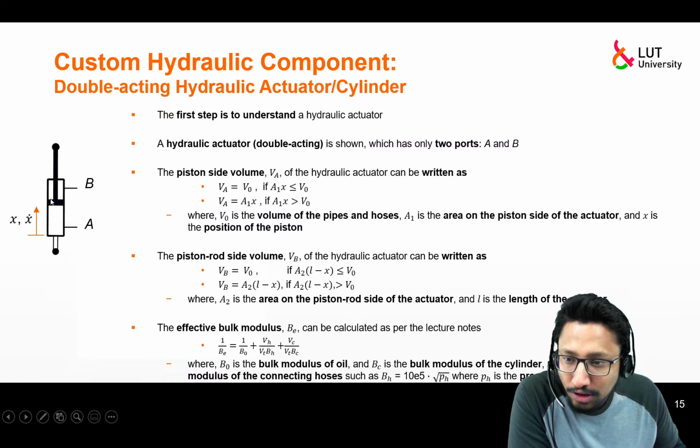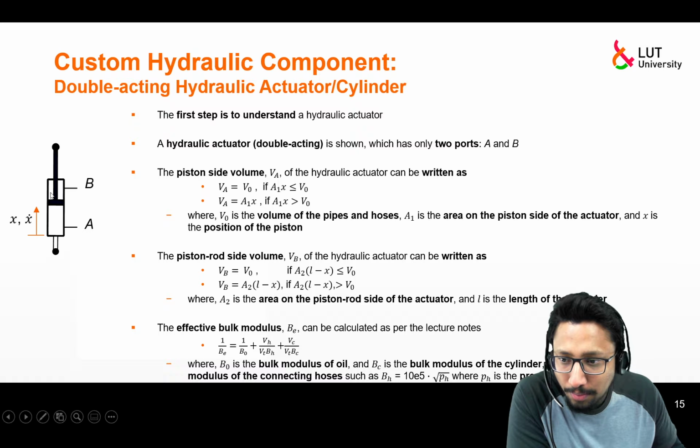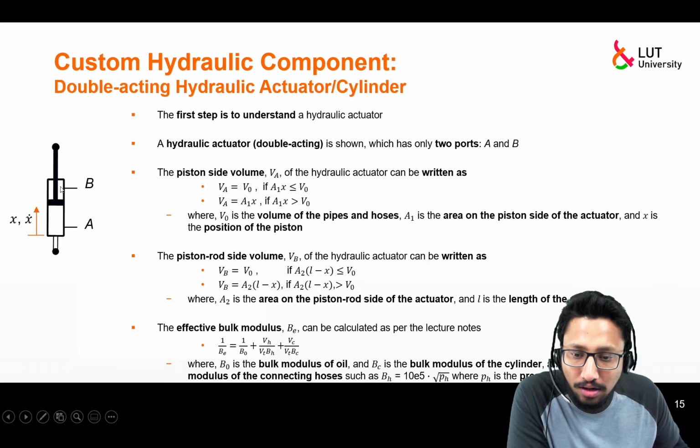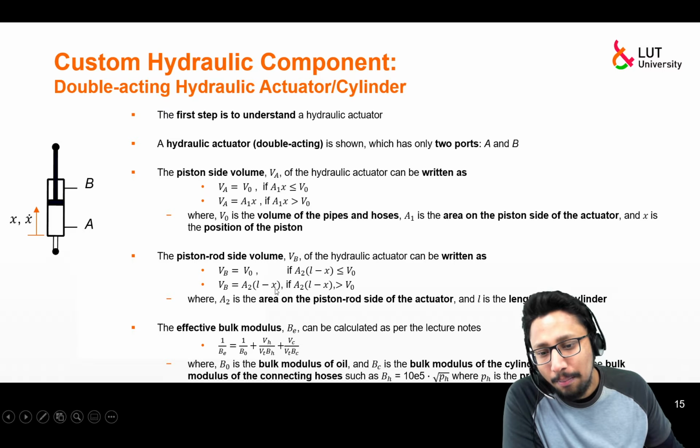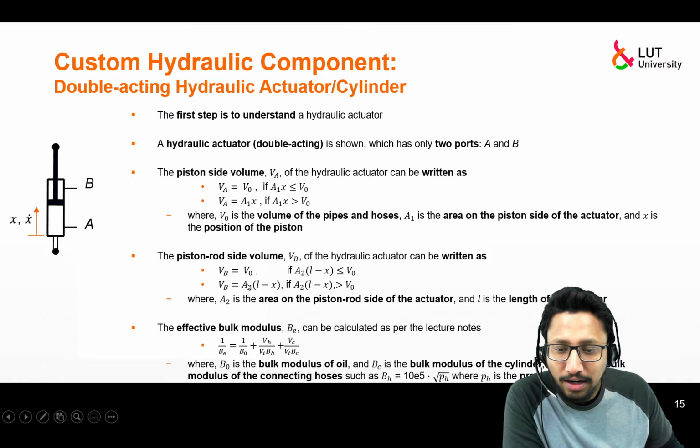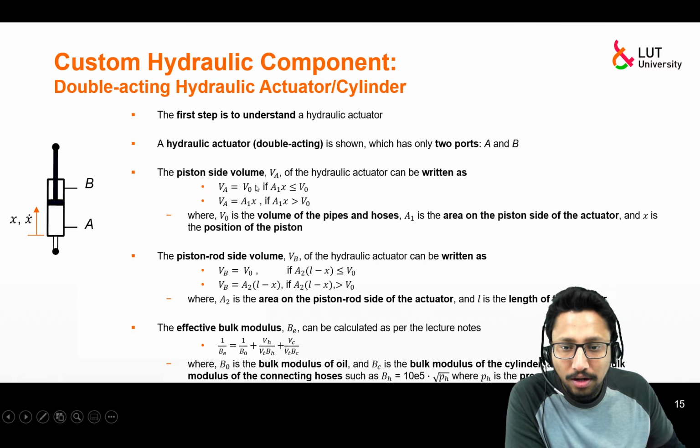Similarly, when this portion here is connecting with the connecting hoses, the length of this piston rod side will be L minus X. Following the similar logic, you can formulate the equation here. Of course, you can add V0 when A2 into L minus X is greater than V0, but V0 is usually very small and will not make much of a difference. So you figure out what the volumes will be.